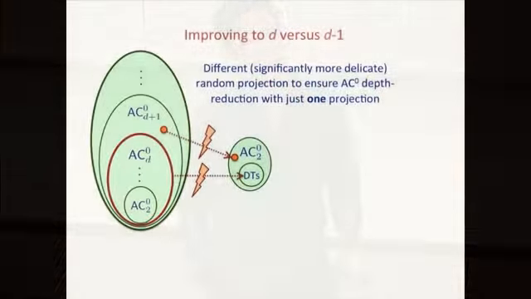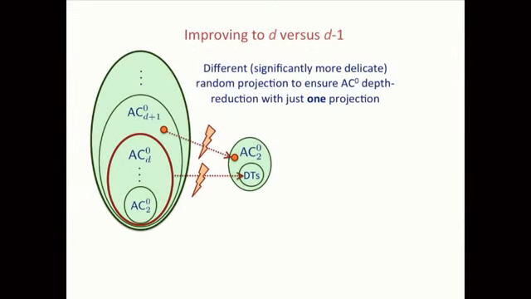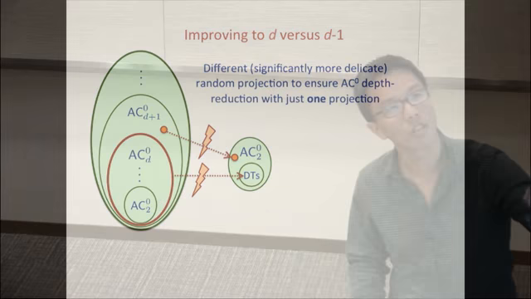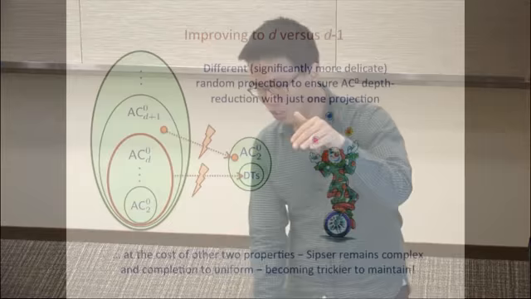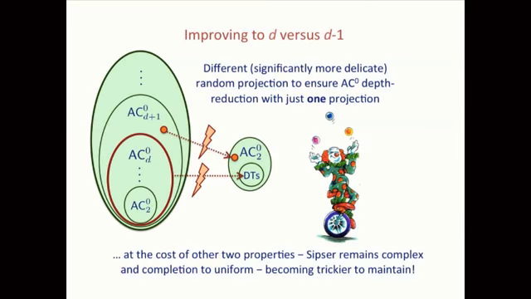So improving to D versus D minus 1, as you'll guess, we change it from red to orange, a significantly more delicate random projection to ensure that we get a collapse in depth even under just 1 random projection. Okay, and of course, once you change what your random projection is, you have to ensure that the 2 other properties still hold. That what was somewhat simple in my sketch, that is the fact that your target remains complex, which was really very neat in this example, but it gets more complicated, and the completion of uniform also. So a big part of the project was trying to juggle these 3 balls.